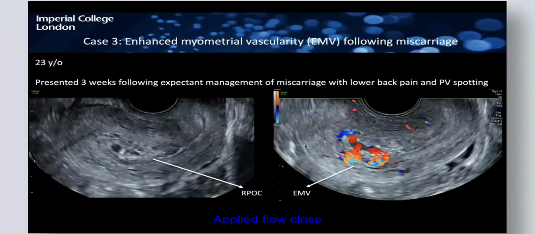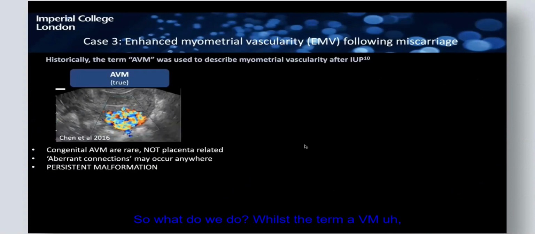With colour Doppler applied, flow close to the implantation site is enhanced, whilst flow remote from the implantation site is not. And this is an example of enhanced myometrial vascularity, or EMV. So what do we do?